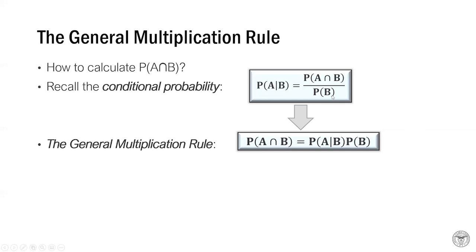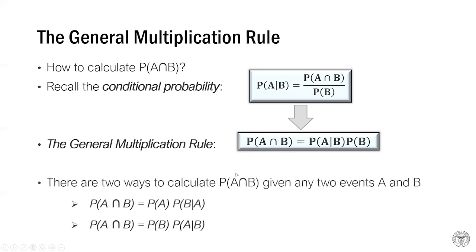Based on the conditional probability, the probability of A conditional on B equals the probability of A intersection B over the probability of B. We may multiply the probability of B on both sides of the equation. Then we can easily infer that the probability of A intersection B is equal to the probability of A conditional on B times the probability of B. This new equation is called the general multiplication rule. This gives us another way to compute the probability of an intersection.